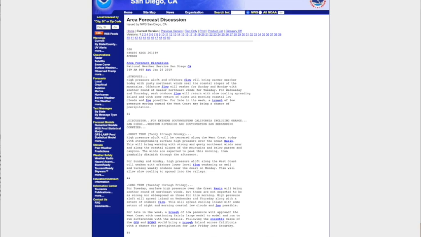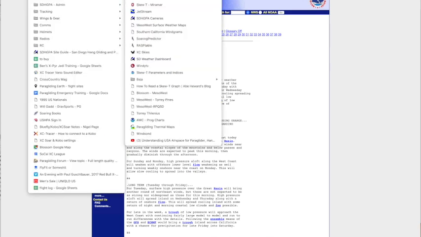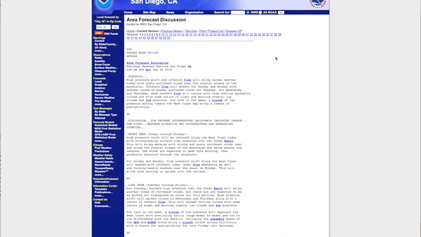And just as an admin aside, I've got my whole little folder here, weather and planning, and this is how I go down it. So you may want to set up yours the same way, but we'll put all the links for this in the discussion or the description notes. So this is your second tab. Yep, second tab, and this is the National Weather Service area discussion for San Diego.